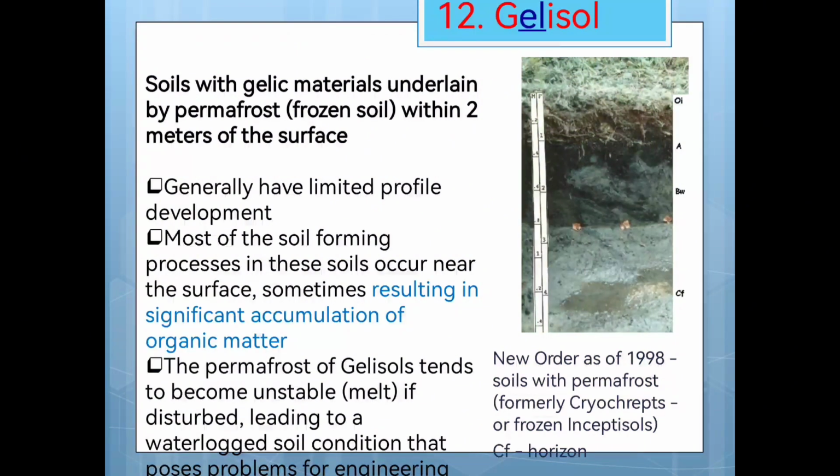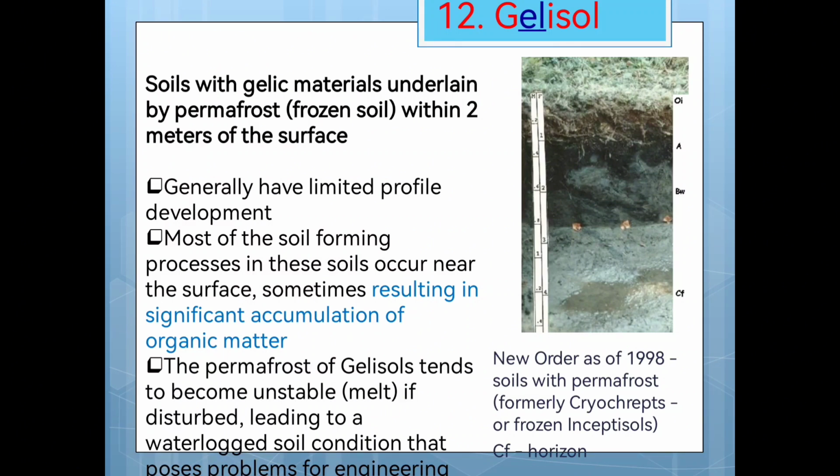From the word gel. Soils with gelic materials underlain by permafrost or frozen soil within 2 meters of the surface. Meron siyang frozen materials. Generally have limited profile development, and most of the soil forming processes in these soils occur near the surface, sometimes resulting in significant accumulation of organic matter, and the permafrost of gelisols tend to become unstable or they melt if disturbed, leading to a waterlogged soil condition that poses problem for engineering.